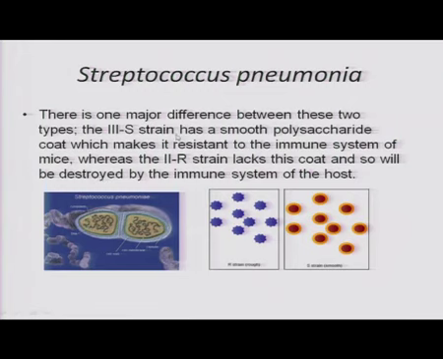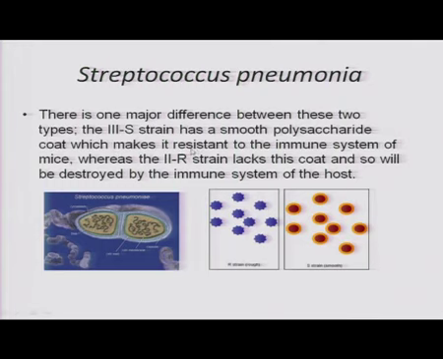The 3S strain has a smooth polysaccharide coat which makes it resistant to the immune system of mice. 3S has a polysaccharide coat in its cell wall which makes it smooth, and that is why it has been given the name 3S. S stands for smooth, and the smoothness is because of the polysaccharide coat in the cell wall of the bacteria.